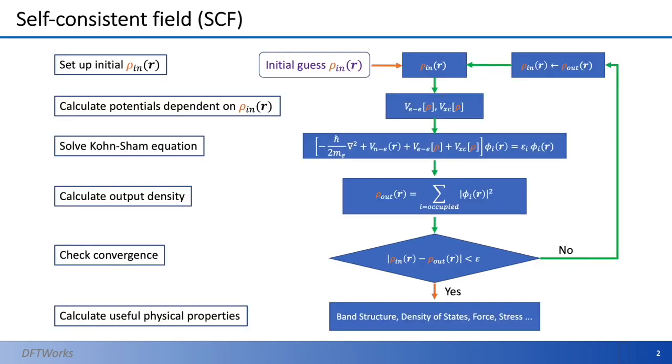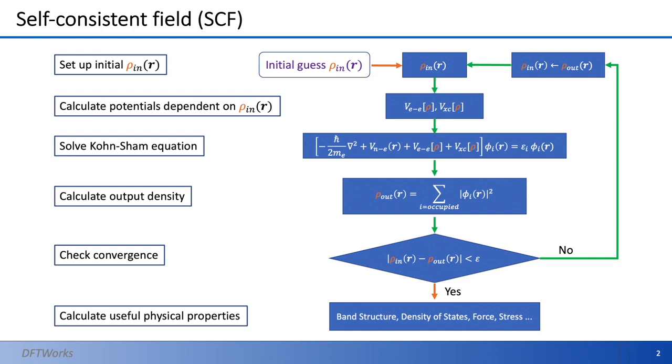The overall workflow of the self-consistent field method is like this. First, we give an initial guess for the electron density. Since a material is composed of atoms, it's reasonable to approximate the system's electron density as the superposition of the electron densities of constituent atoms. Then we can calculate the potentials that depend on electron density. With these terms computed, we can set up and solve the quantum equation to get the wave functions.